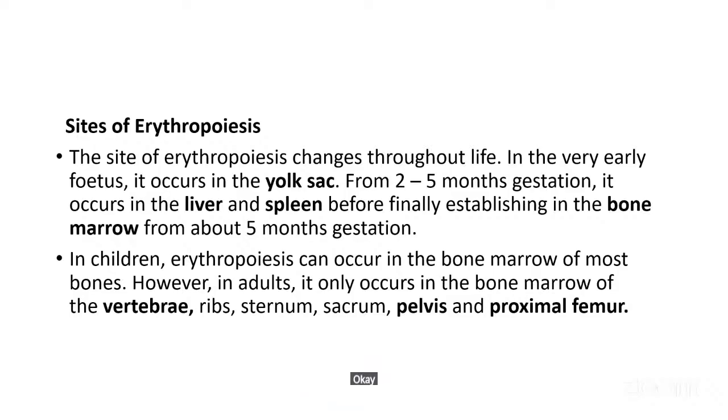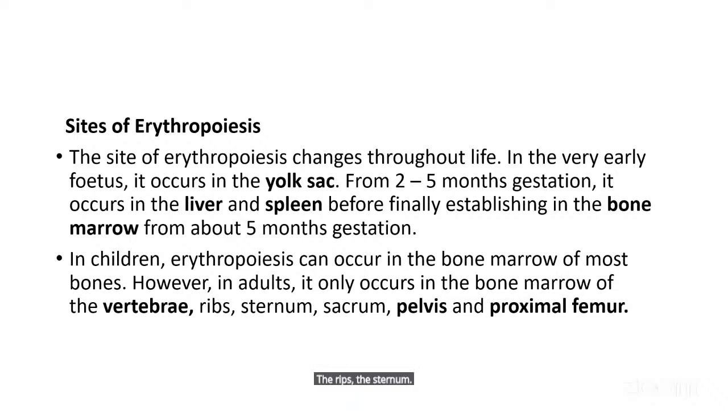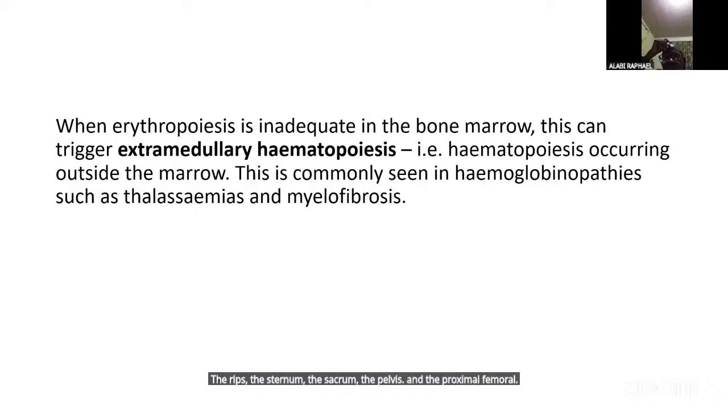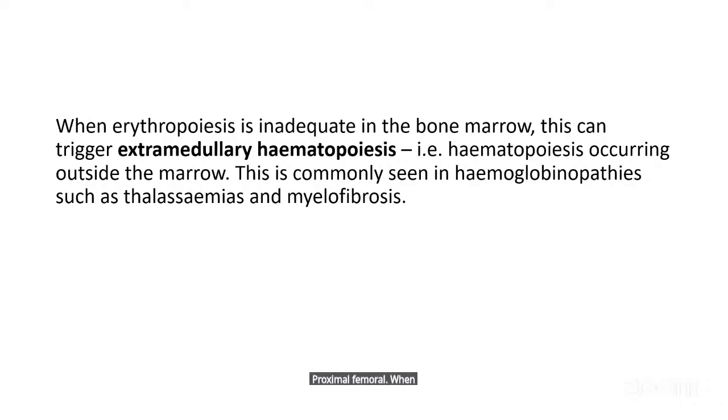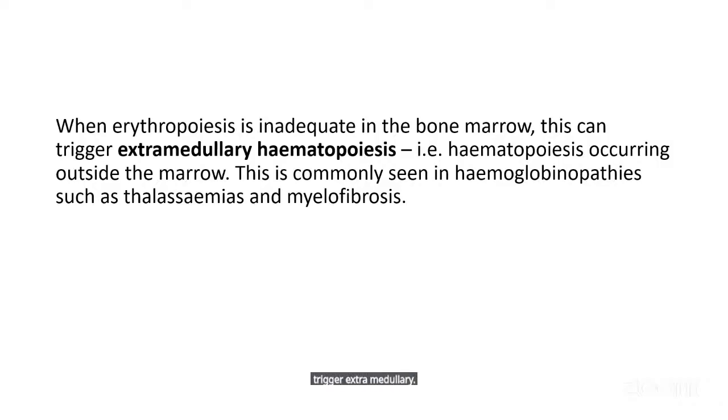Okay. In children, erythropoiesis can occur in the bone marrow of most bones. However, in adults, it only occurs in the bone marrow of the vertebra, the ribs, the sternum, the sacrum, the pelvis, and the proximal femur.